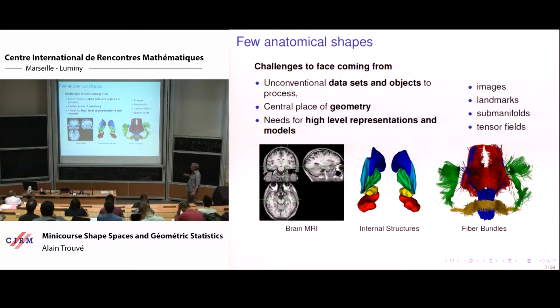We have images, basically, like this. We could have landmarks: you have 2D images and you select points like that. You could have submanifolds. You could have tensor fields, like that. You have many different things.